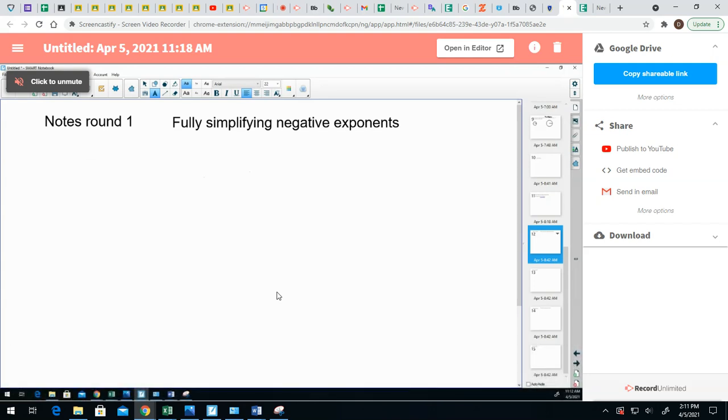So here we go. Notes round one, fully simplifying negative exponents. If we have x to the third over x to the negative 8, that's going to be equal to x to the third times x to the 8th, right? Because that 8 moves to the top, and I can add those and get x to the 11th.